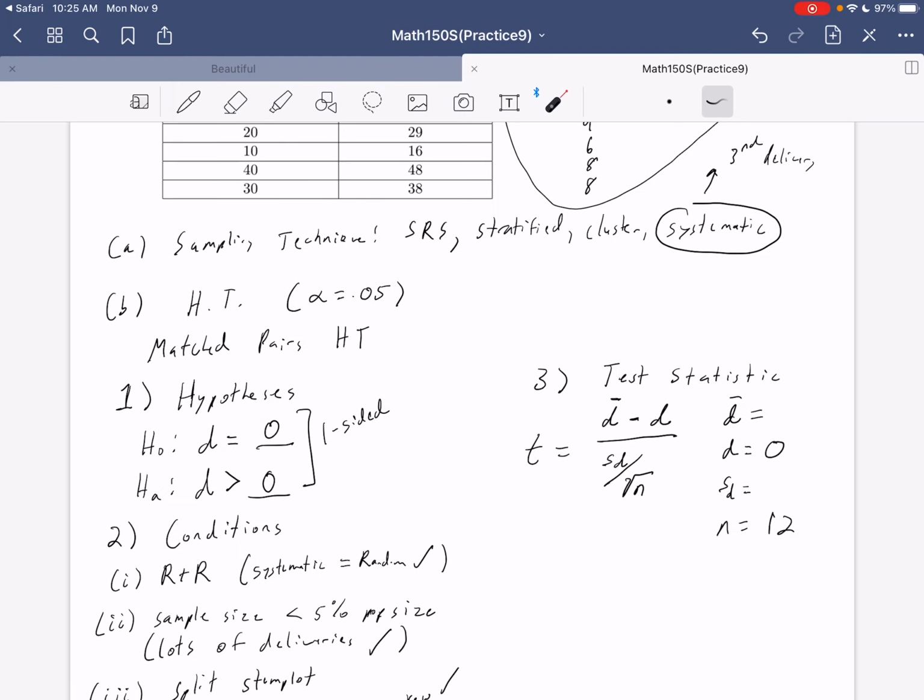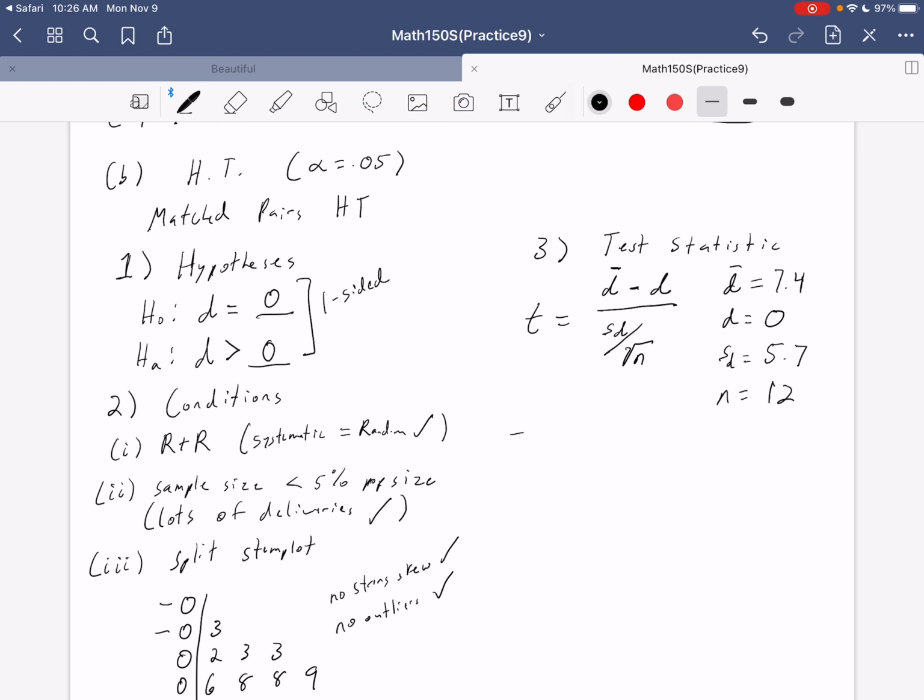And when we get that, we look at x bar. Of course, our calculator doesn't know that these are differences, so it reports it as x bar, but we know that they're differences. So we'll put that as d bar, 7.4. And the standard deviation, we want the sample one, looks like 5.7 there. So let's go ahead and plug that stuff in. So up top, we have 7.4 minus 0 over 5.7 divided by the square root of 12.